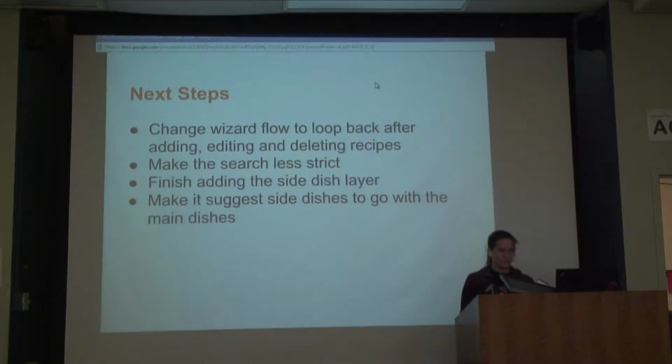Because right now it only gives exact matches, and I want to do some non-exacts as well. And then I'm going to add more layers like side dishes and other stuff, and have it suggest pairs of main dishes and side dishes, stuff like that.